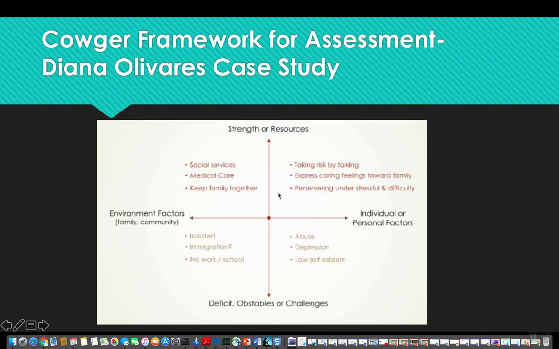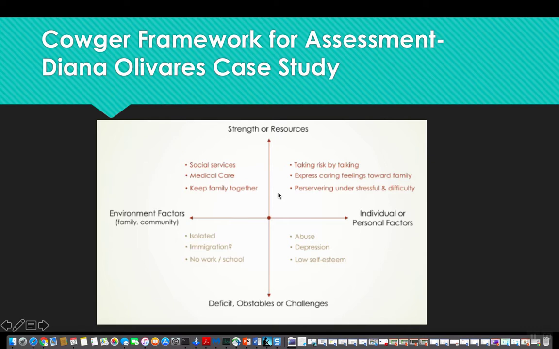Okay, so let's look at an example using Coucher's framework for assessment, using a made-up client named Diana Olivares in a case study, to look at a holistic assessment of this client. In this particular example, Diana is a young woman from Mexico. She has three kids, and she is reporting to the caseworker situations of domestic abuse from her husband. Her husband left their house, but she's desperate for him and wants him to come back, even after the physical abuse she has endured.